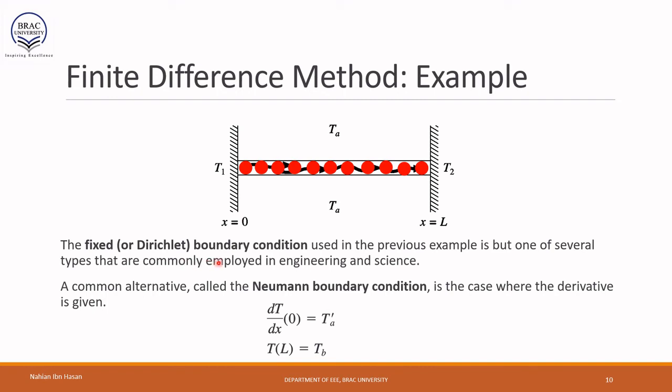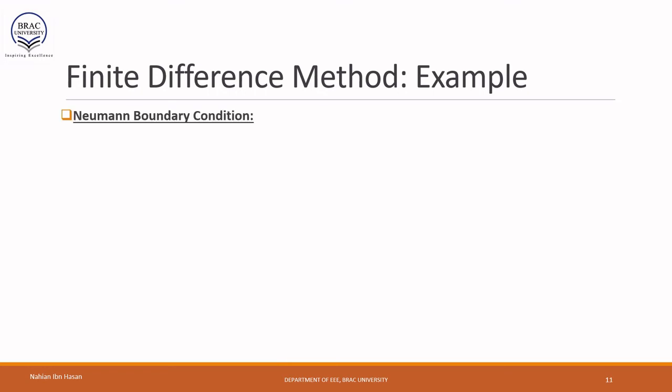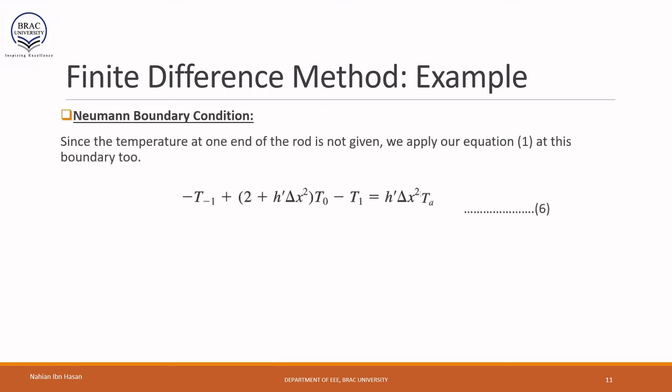But the problem here is that for Dirichlet boundary conditions, we applied equation 1 at the inner data points, the inner nodes that we have just defined. So in case of Dirichlet boundary condition, we just apply equation 1 at these internal nodes. But in case of Neumann boundary condition, we apply equation 1 not only at the internal data points but also at the changing boundary. Okay, so let's look at the example that we will be showing in the next slide.